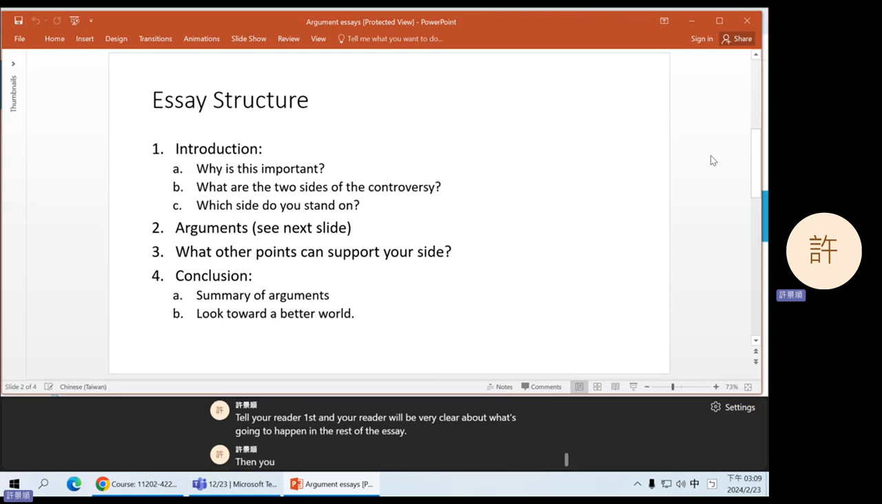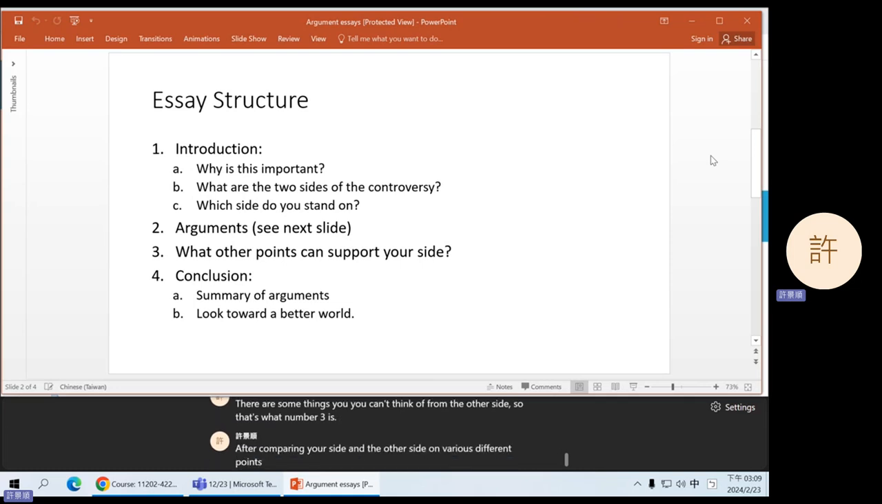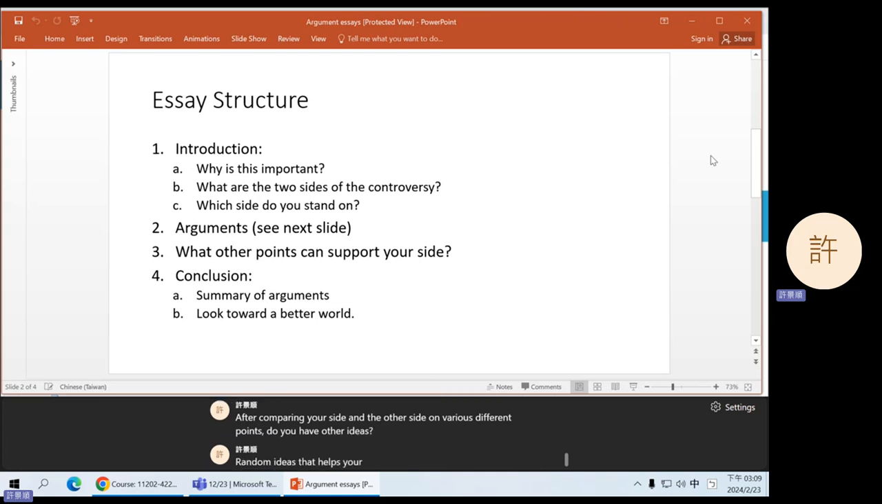Then you have to have actual arguments. I'll talk about that in the next slide. And every argument, as I keep saying, has to account for your side and the other side. But sometimes you have more ideas than the other side. There are some things you can't think of from the other side. So that's what number three is. After comparing your side and the other side on various different points, do you have other ideas, random ideas that help your side? And you can put those ideas in number three.